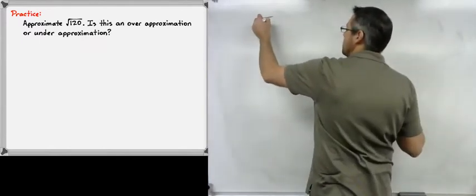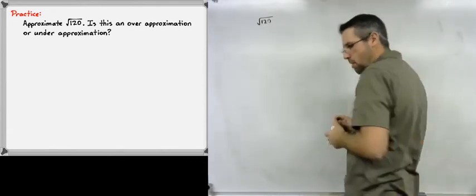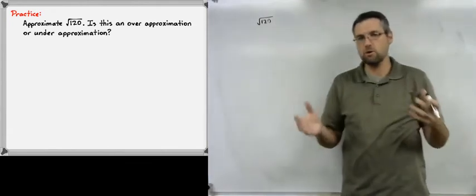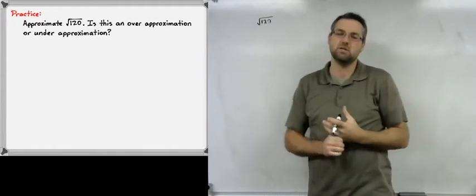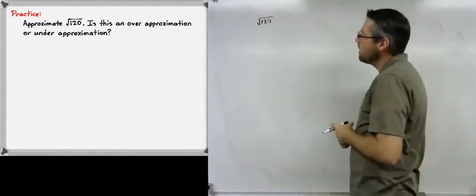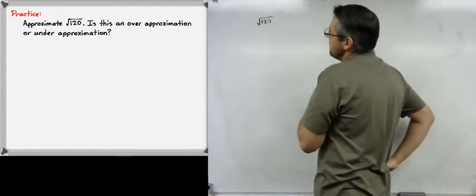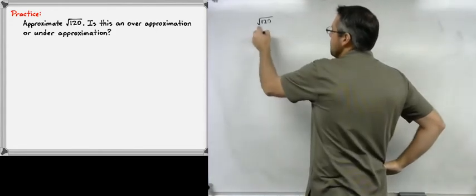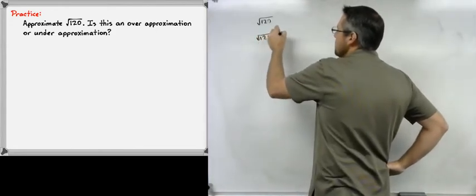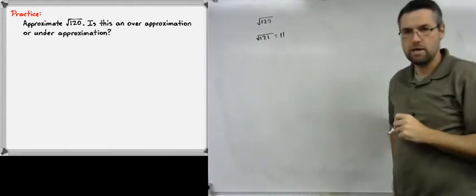Now you go, well, you didn't prompt me with anything. You didn't tell me to linearize. You didn't tell me where to find the tangent line. Well, think about it. I don't know the square root of 120, but I do know that the square root of 121 is 11, right?